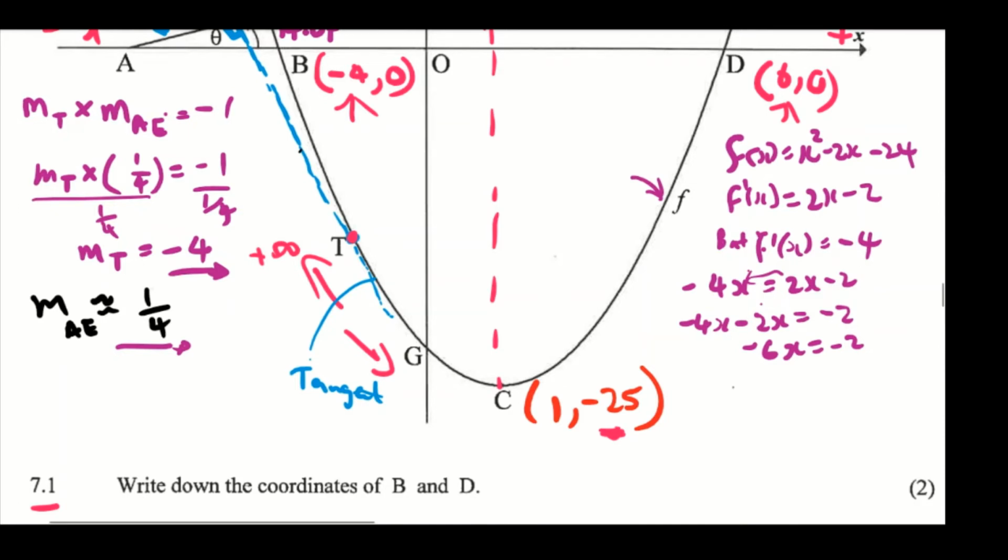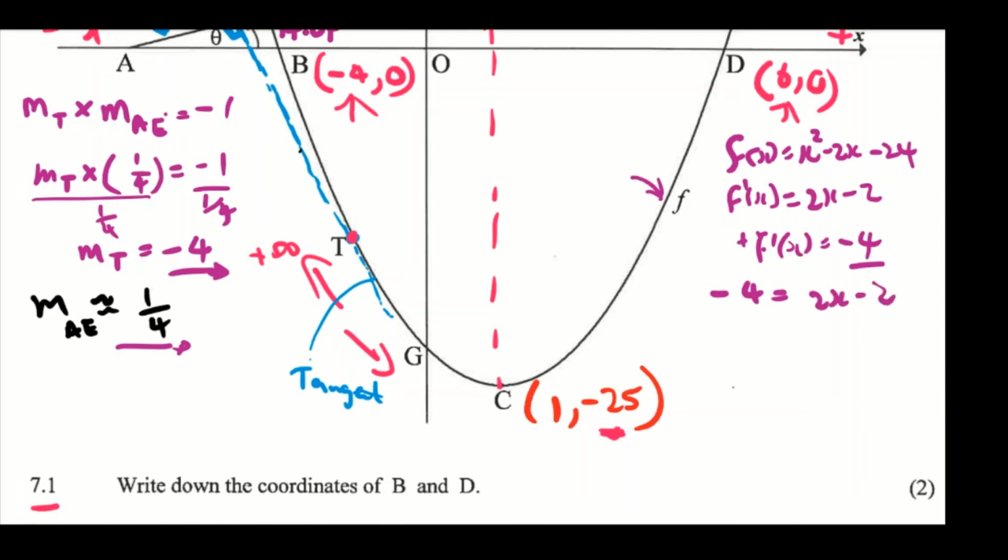Yes, made a mistake here. I'm supposed to write minus 4, right? So minus 4 is equal to 2x minus 2. Transpose the minus 2 to the other side. We have minus 4 plus 2 equals 2x, and then this is going to give you minus 2 equals 2x. Divide by 2 both sides, x is equal to minus 1, right? So this is the x value of T, right?